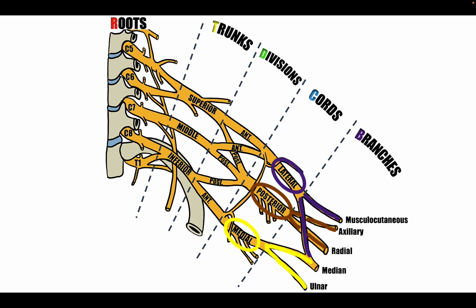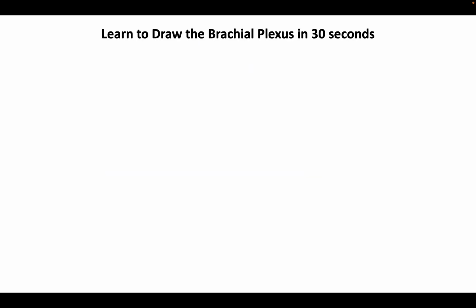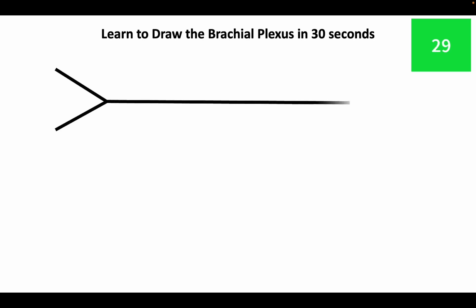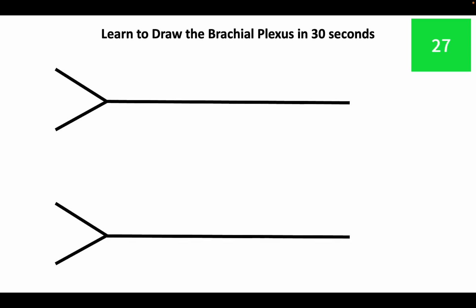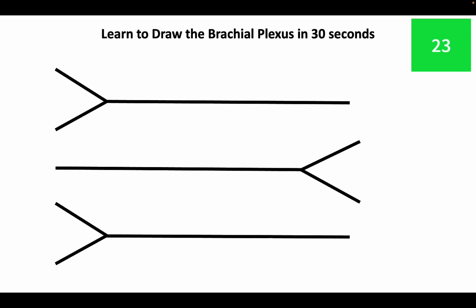But I know how complicated that looks, so we are going to learn how to draw everything I just talked about in 30 seconds. Let's go. You are going to draw 2 parallel horizontal Ys, leaving generous space in between. Then you are going to add a third Y in between the first 2 in the opposite direction. At this point, you have 3 alternating Ys.